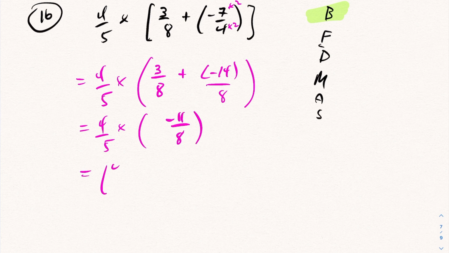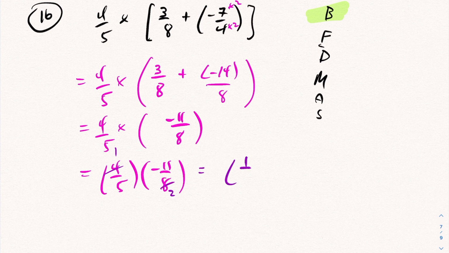I can now rewrite this. I'm going to get rid of that multiplication symbol and just put my brackets. And now again, before you go ahead and multiply this out, see if this cancels and reduces, which it does. And we end up getting 1/5 times negative 11 over 2.